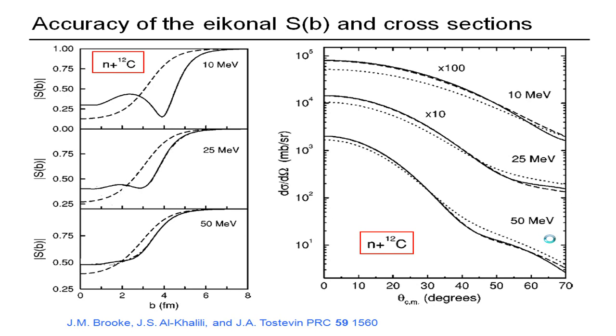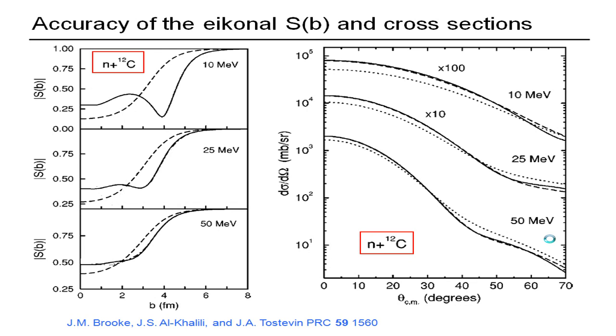This is the cross sections over here. Okay, so this is the cross section for neutron carbon-12 scattering at 10 MeV, 25 MeV and 50 MeV. And once again, you should be comparing the dotted curve and the solid line. And things are getting better, but still at 50 MeV, even at the smallest angles, we're not doing great. Okay, so obviously you need to go higher than this in the nucleon target system to get sensible accuracy from this technique.